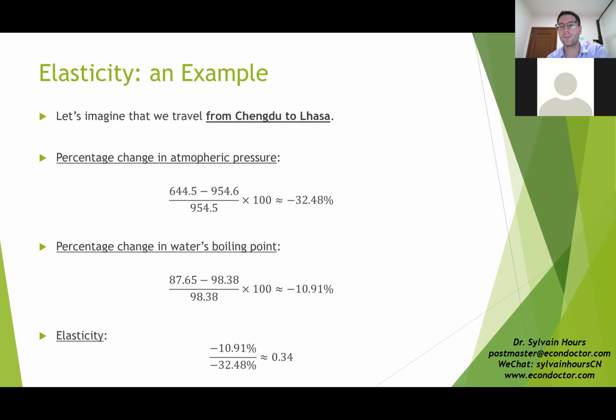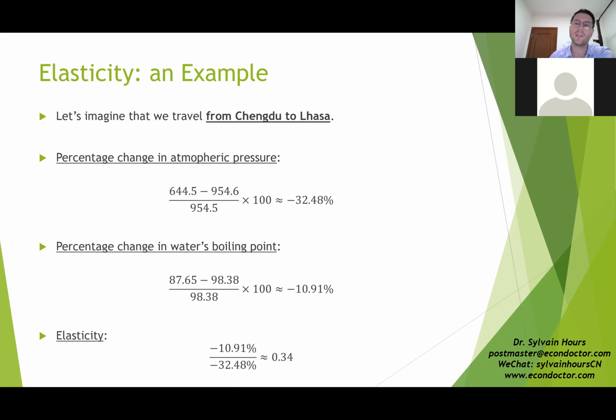Okay, and I can do the same thing, calculate the percentage change in water's boiling point when traveling from Chengdu to Lhasa. Using the same formula, I find that it has decreased by nearly 11%. And I just have to use the formula: percentage change in the dependent variable, here the water's boiling point, divided by the percentage change in the independent variable, which is here atmospheric pressure. And I get my elasticity, 0.34.